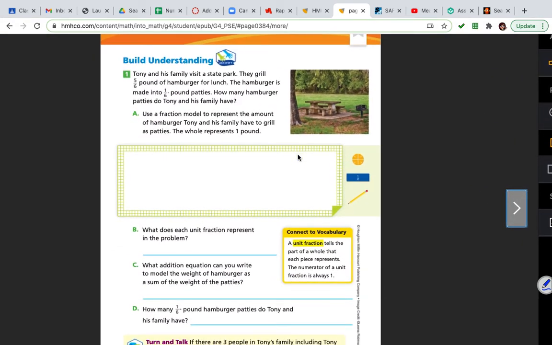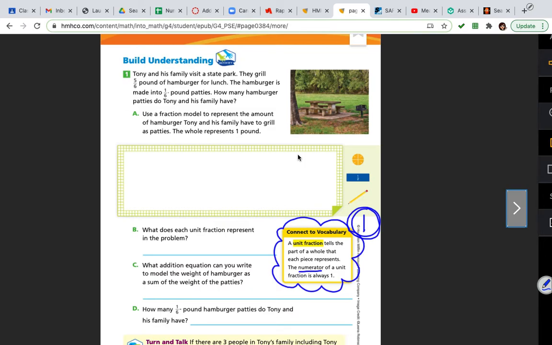So it looks like we're working with unit fractions today. So I'm going to start by reading the vocabulary word first. Towards the bottom of the page, it says unit fraction. A unit fraction tells the part of a whole that each piece represents. The numerator, that's the top number of our fraction. The numerator of a unit fraction is always 1. So every time you see unit fraction, I want you to think of the number 1. The number 1 is always on top. Your numerator will always be 1.